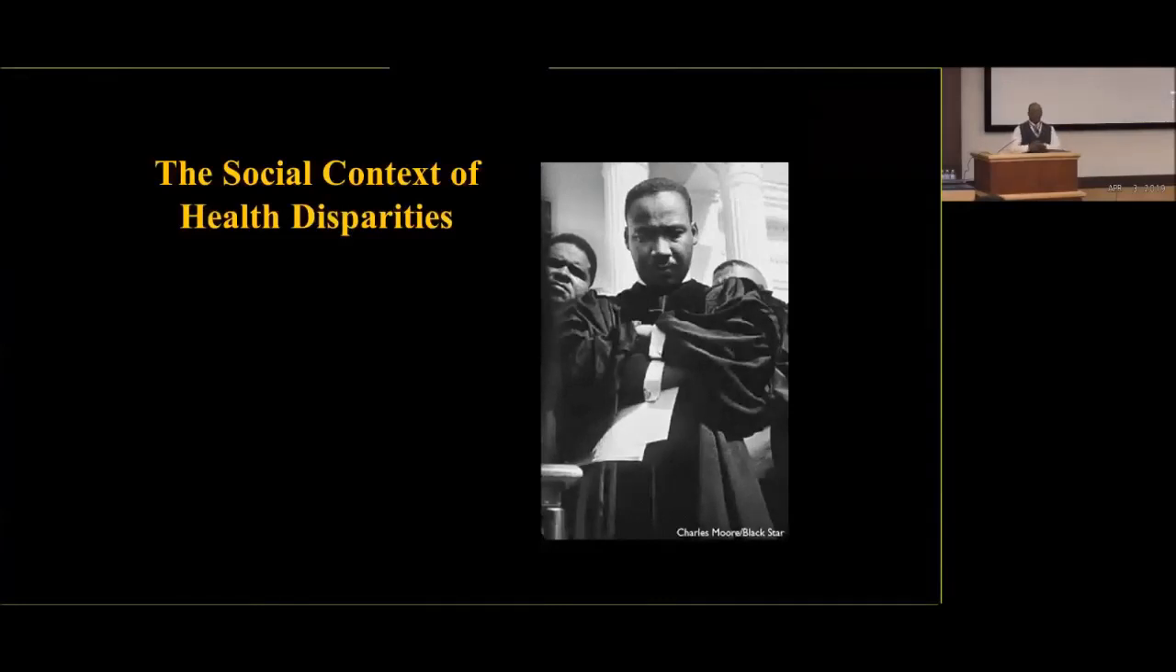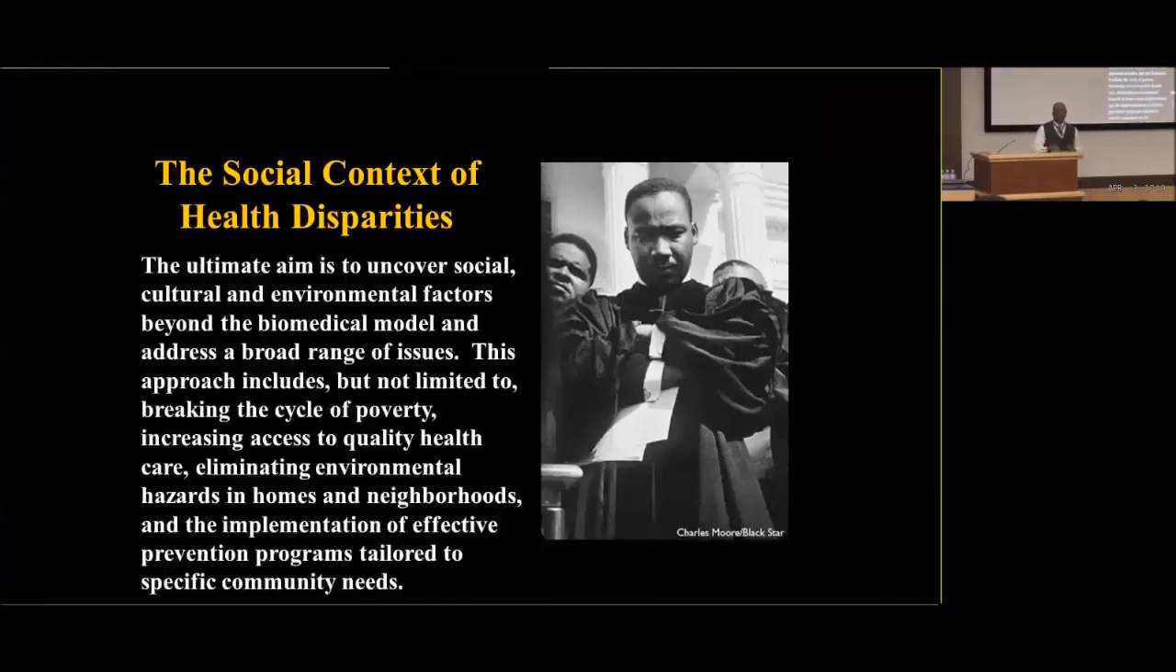So in place of my epi slides, I think that what's most important is for us to understand the context, the socio-historical context that has us in the situation that we're in right now. And I think that one of the things we have to embrace is the recognition that our aim ultimately must be to uncover the social and the cultural environmental factors, get beyond the biomedical model, and address a broad range of issues like poverty, like access to quality health care, and eliminating environmental hazards in homes and neighborhoods, and implementing effective prevention programs that have actually been tailored to the community.